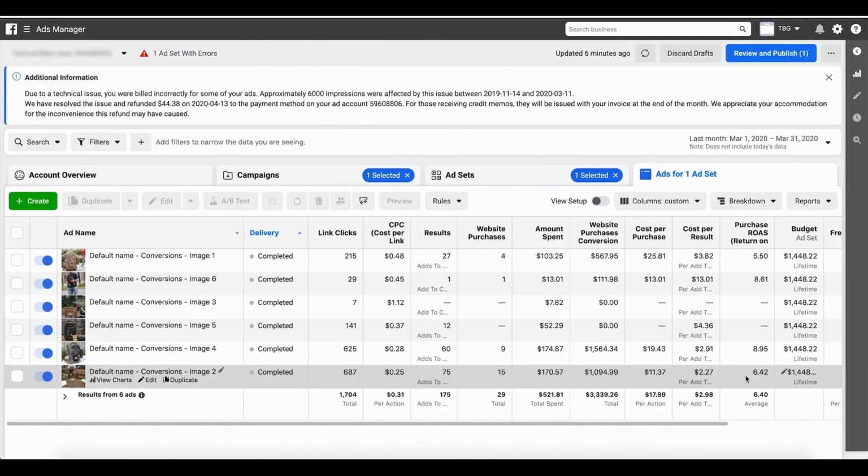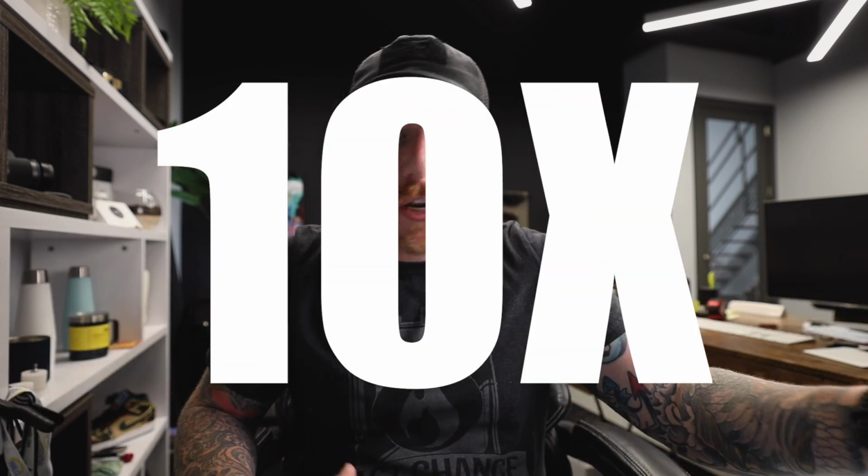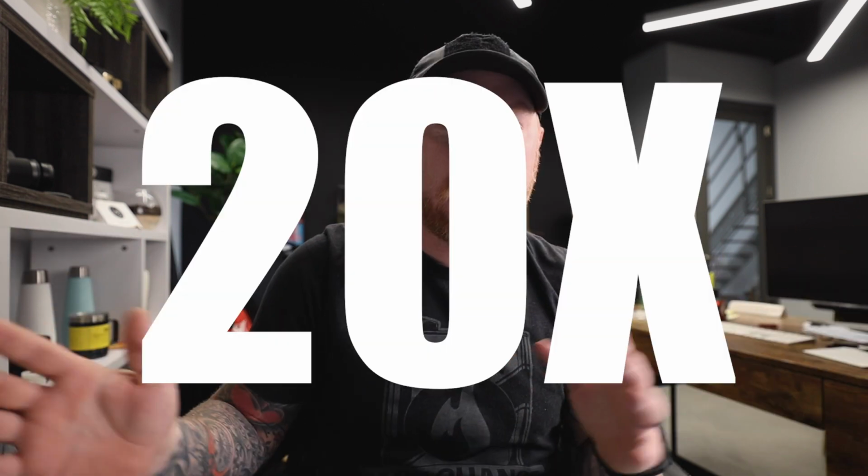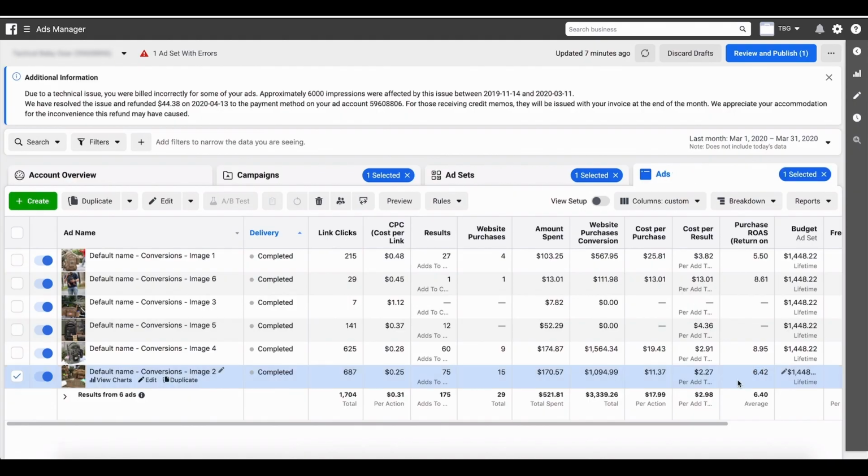And then a return on ad spend as an X factor. This is the X factor you guys always hear about, where I'm getting 5X, 10X, 6X, 3X, 20X on my ads. This is that number, the return on ad spend. This is a calculation, it's a multiplier. So you take $170.57 times 6.42, and you would get $1,094 here. So this is just a quick visualization of what the equation is.